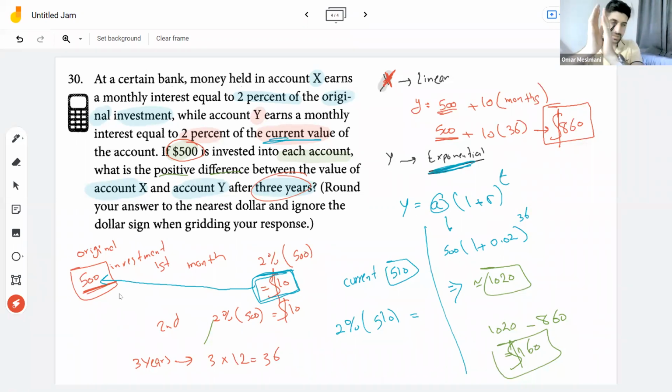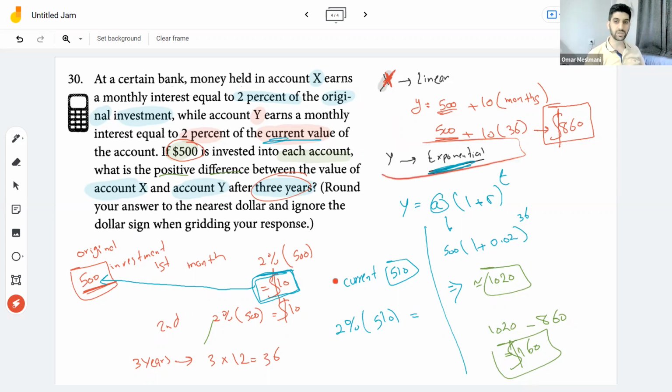So we have account X. I will finish account X and find its answer. After that, I will find the answer of account Y. One by one, all right? Here, we found that account X is linear. Every month, I have $10. How many months do we have? 36. So $10 times 36 is 360, and the original investment was 500. So the total amount of money in account X is 860. That's the first one.